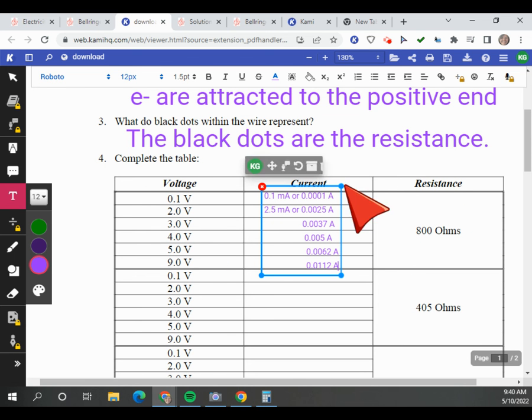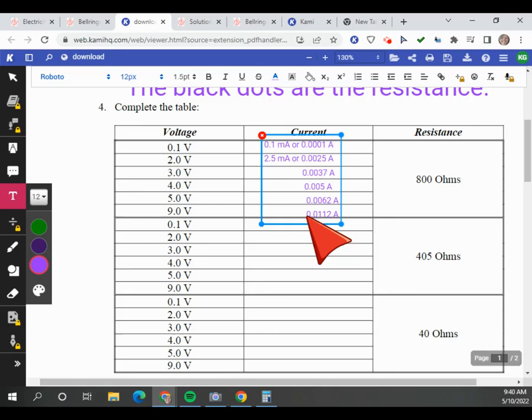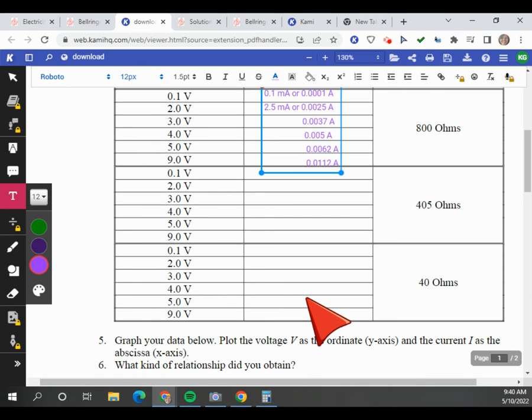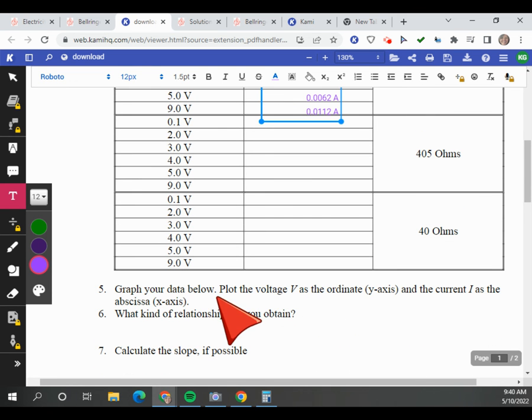Okay, so you can see that you're just going to change your voltage, set your resistance and change your voltage, and then write down the current for these. And you're expected to do all of this part by yourself. And then it says to graph your data below. Plot the voltage as the y-axis and the current as the x-axis. That's a lot of work. I get that. We're going to skip that part.